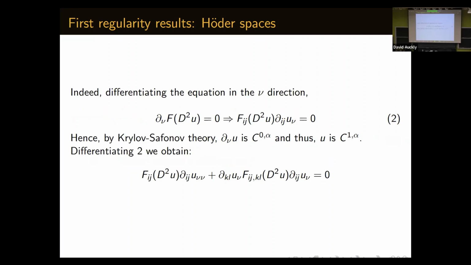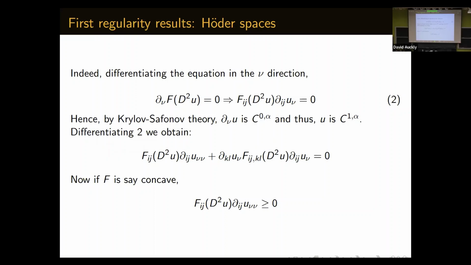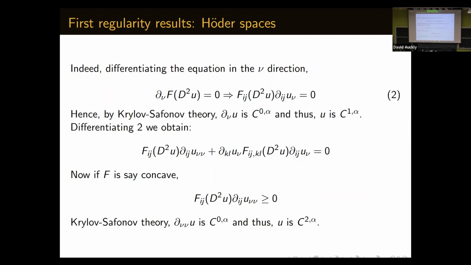Okay. Under the addition of convexity or concavity, say, if you take the second derivative of the equation in the same direction, you end up with this two-term sum. And then using concavity, let's say, since the sum gives you 0, you have that the first term should be non-negative. And so again, you have a non-divergence form type equation here. And so you can apply Krylov-Safonov again to the second partial derivatives. Those second partial derivatives will be C^{0,alpha}, and then u is expected to be C^{2,alpha}.